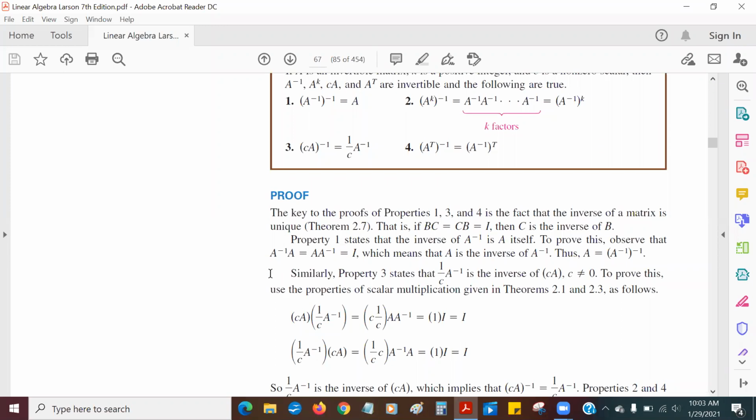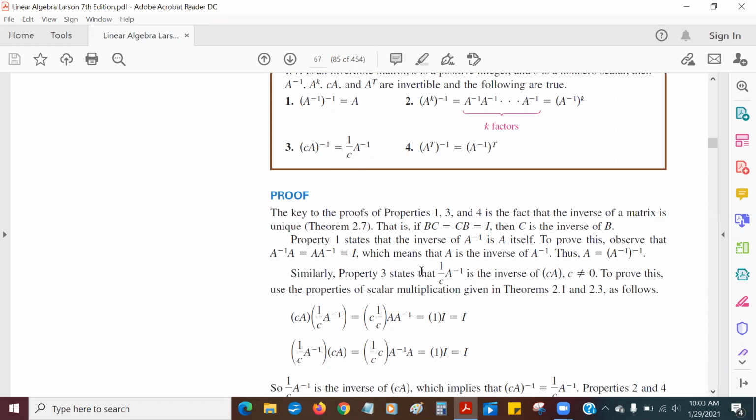So property 1 says that the inverse of A inverse is A itself. To prove this, let's take A inverse times A, which is A times A inverse, which is I. Which means that A is the inverse of A inverse. I think one is pretty straightforward. Anyway, let's go on to the next one.